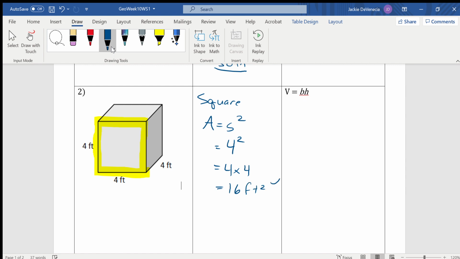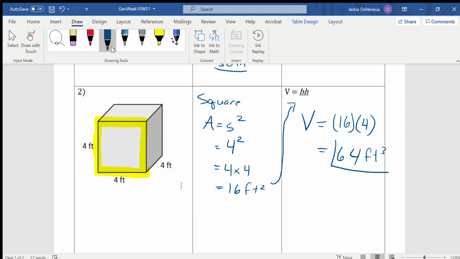Now that I have this, I could plug it into here. So my volume is going to be my base area, which is 16, times the height. Like I said, all the sides of this square are the same, so it's going to be 4 feet tall. So 16 times 4, 64. 64 feet cubed. So that is going to be my volume for this cube.